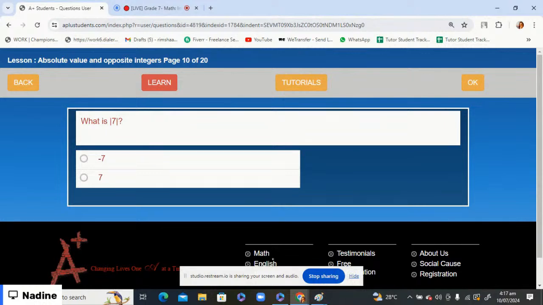So, what is this? This basically shows absolute values, and I already explained what absolute value is. Absolute value is basically converting any number into positive. So here is the absolute sign and 7 is given, so you just check which one is the absolute value. Here is your absolute value, that one is plus 7.